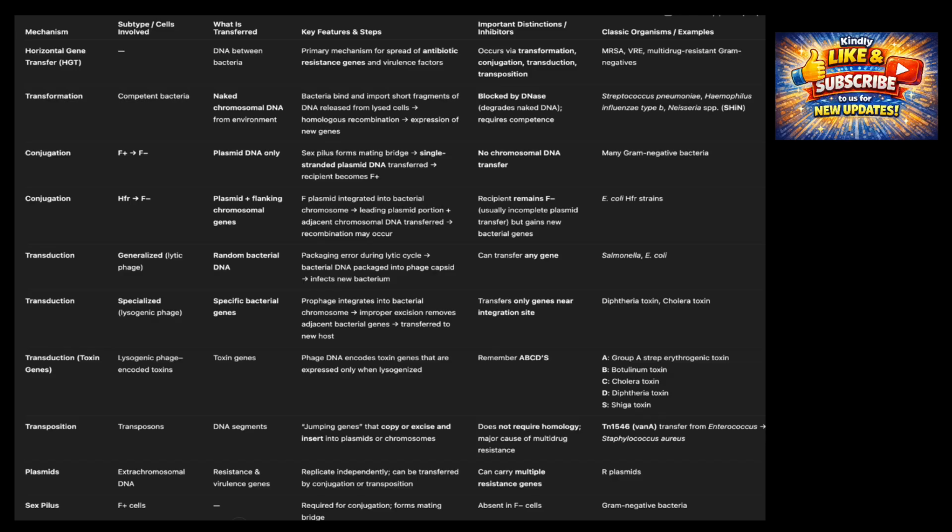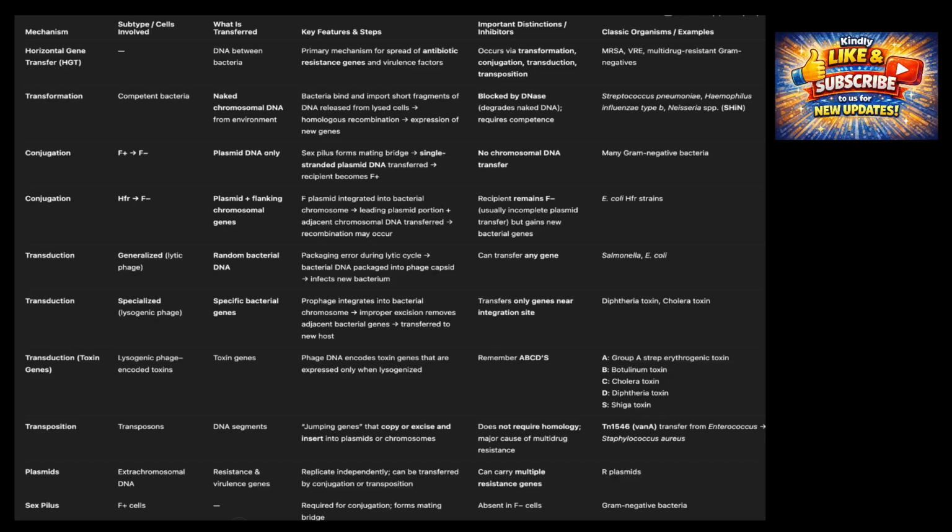A critical exam clue is DNase. DNase is an enzyme that breaks down DNA. DNase only destroys naked DNA in the environment. It does not affect DNA inside bacteria or inside phages. If adding DNase stops gene transfer, the mechanism must be transformation.